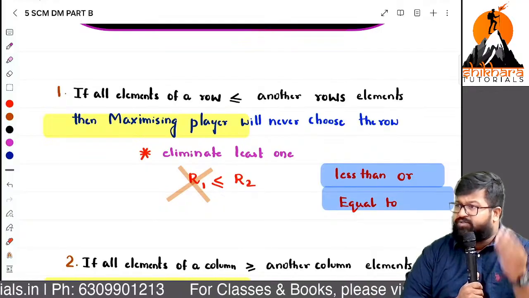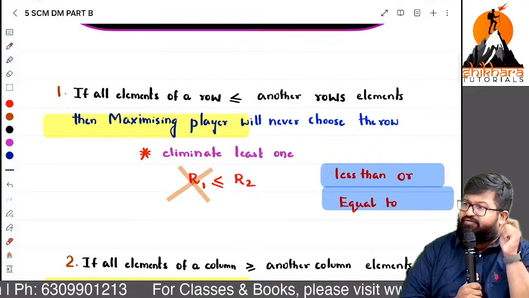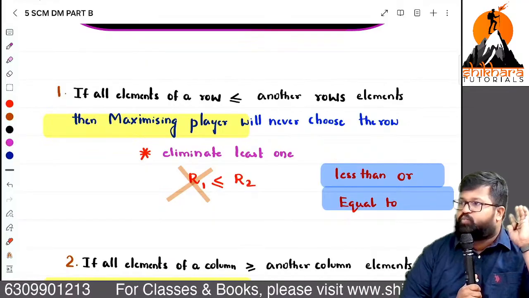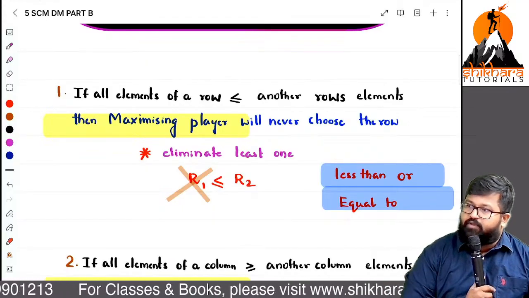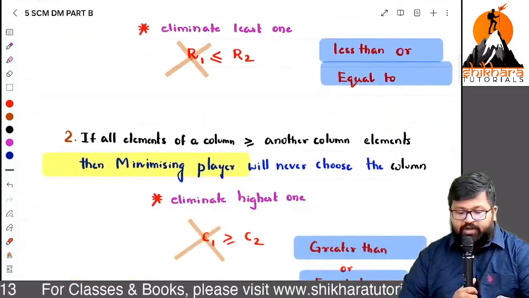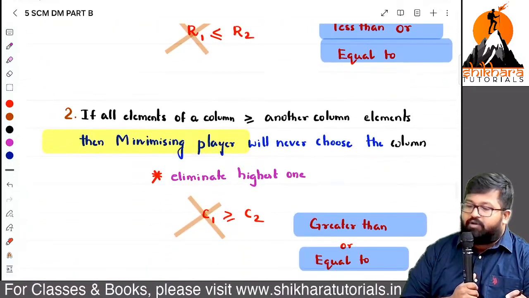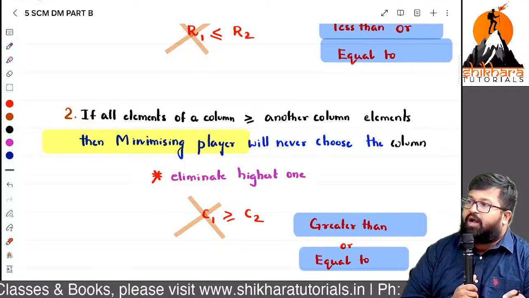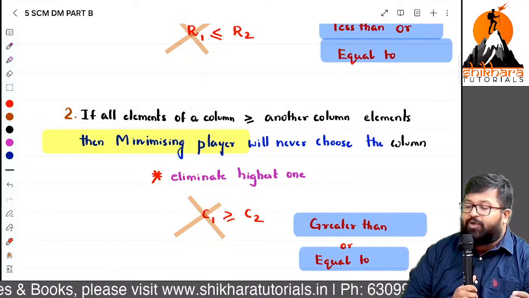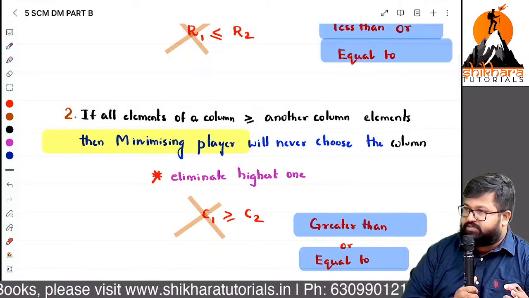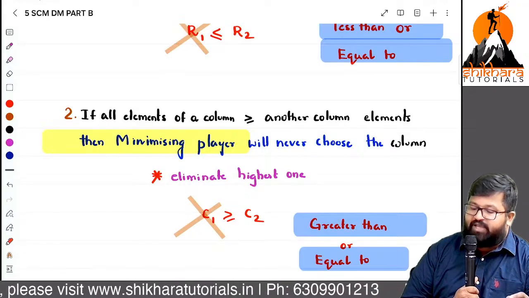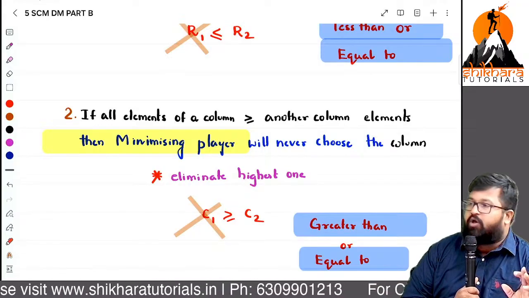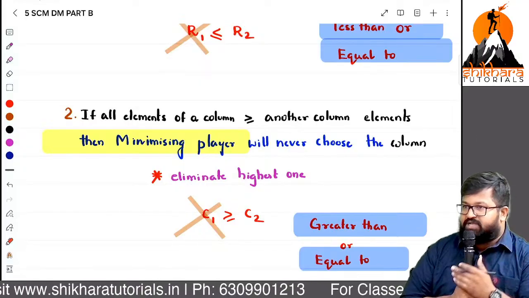Somehow you repeat the process so that the order should finally be 2 by 2. Am I clear with that one? If I am clear, what is rule number 2? If all the elements of a column are greater than or equal to another column's elements, then the minimizing player will never choose that column.